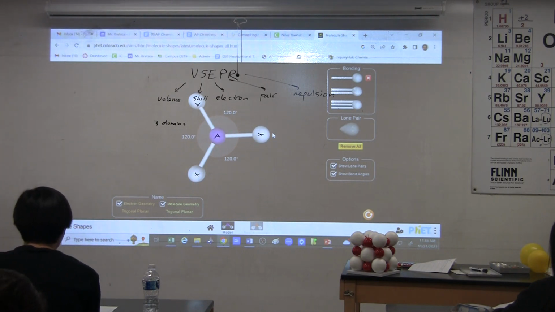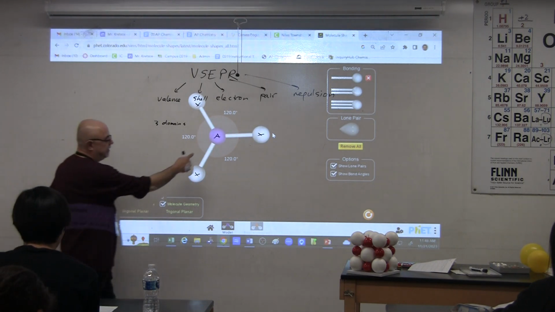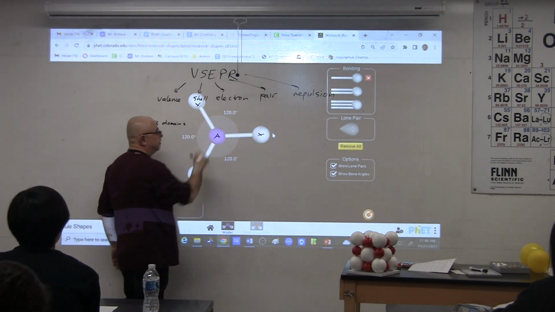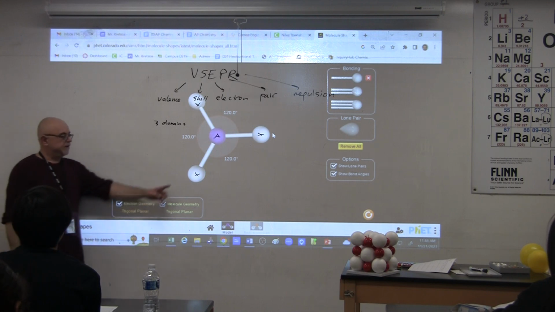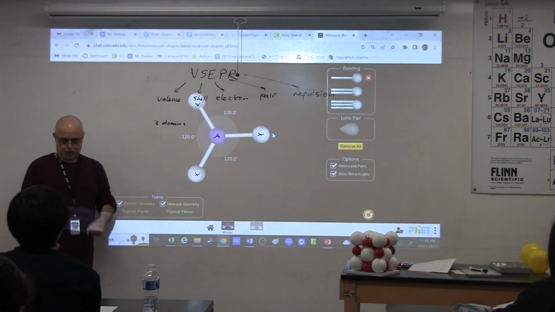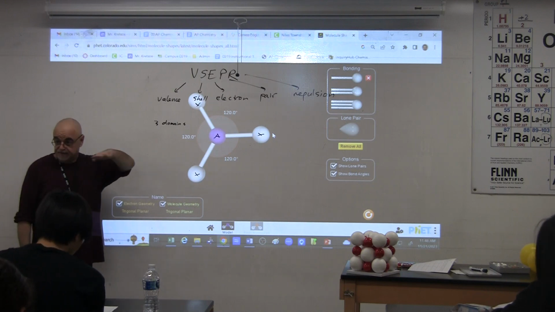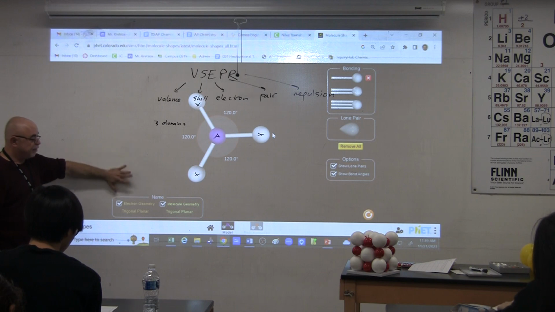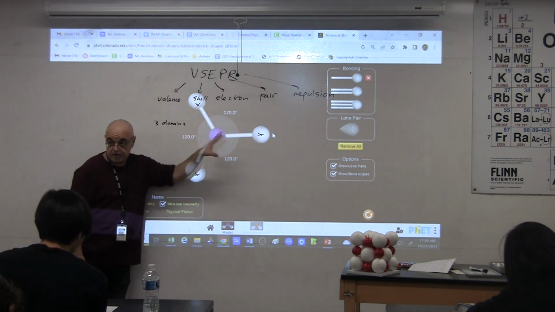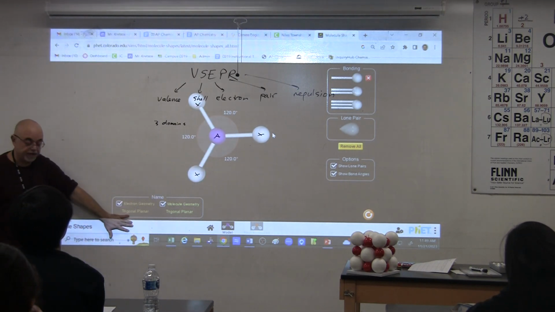Now we can illustrate the shapes. The domains point along the corners of an equilateral triangle. But we can't just say that, we have to use the fancy chemistry term. This is called trigonal planar. Planar just means flat. They're all in the same plane. So trigonal means triangular, planar means flat. This shape, both the domains and the atoms, both of them line up as trigonal planar. That's what this is called.